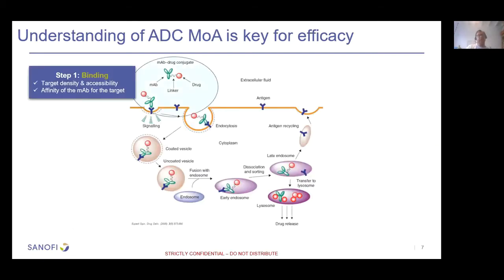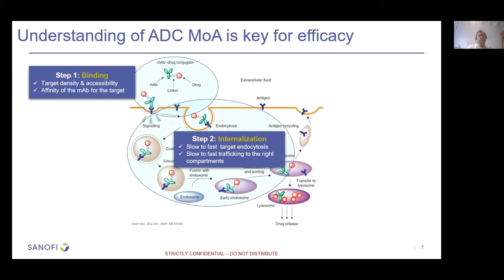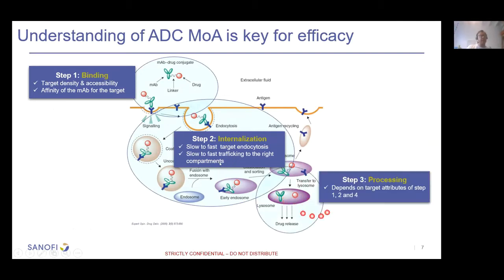So in order to improve the efficacy of ADCs, it's important to understand the different steps of the mechanism of action that leads to tumor cell killing. The first step is the binding to the antigen present at the cell membrane, followed by internalization of the complex through endocytosis. During the cytosolic trafficking, the formed endosomes evolve into acidic lysosomes, where the processing of the ADC takes place.